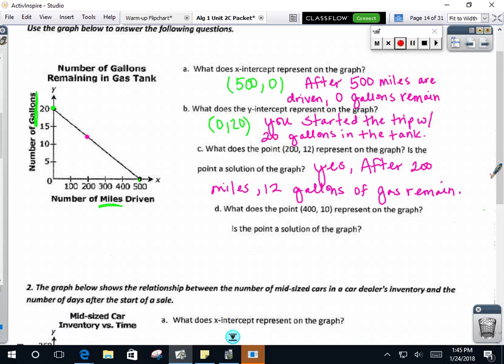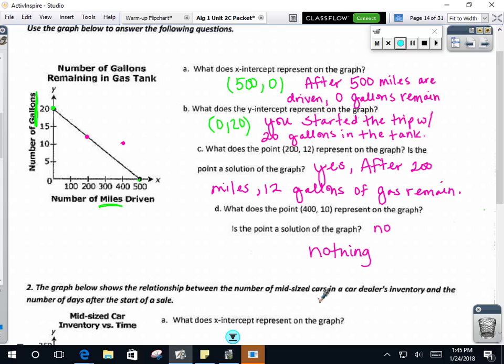Okay, D, what does the point 4, 10 represent, and is it a solution? Is it on that line? No, if you go right 4 up 10, you're not on the line. So it's not a solution, and it has no meaning. Okay, it means nothing in this problem.